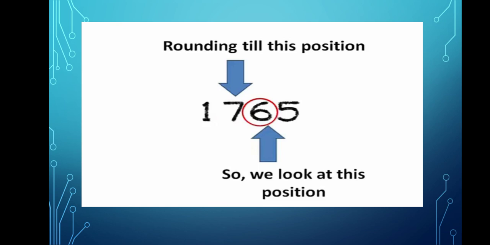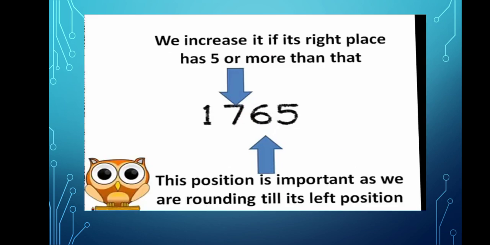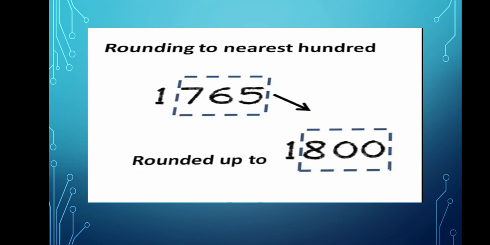Here we want to round a number to the nearest 100, so we look at the tens place. And at the tens place, what do we have? It is 6, and it is more than 4. So we need to increase the 100's place by 1. Hence it would be 1800.